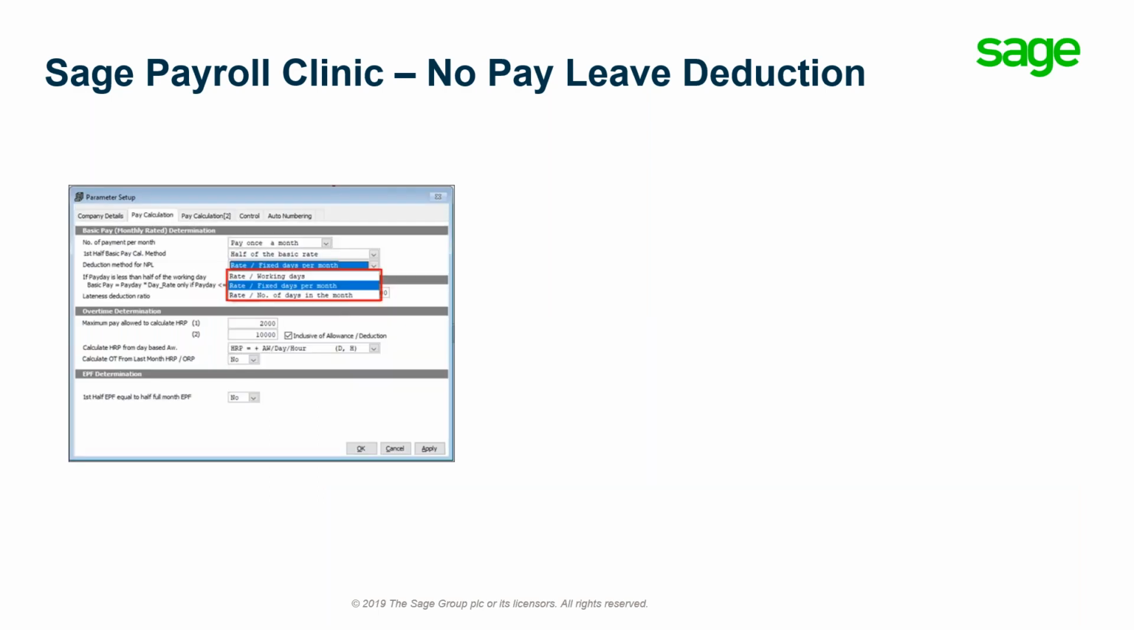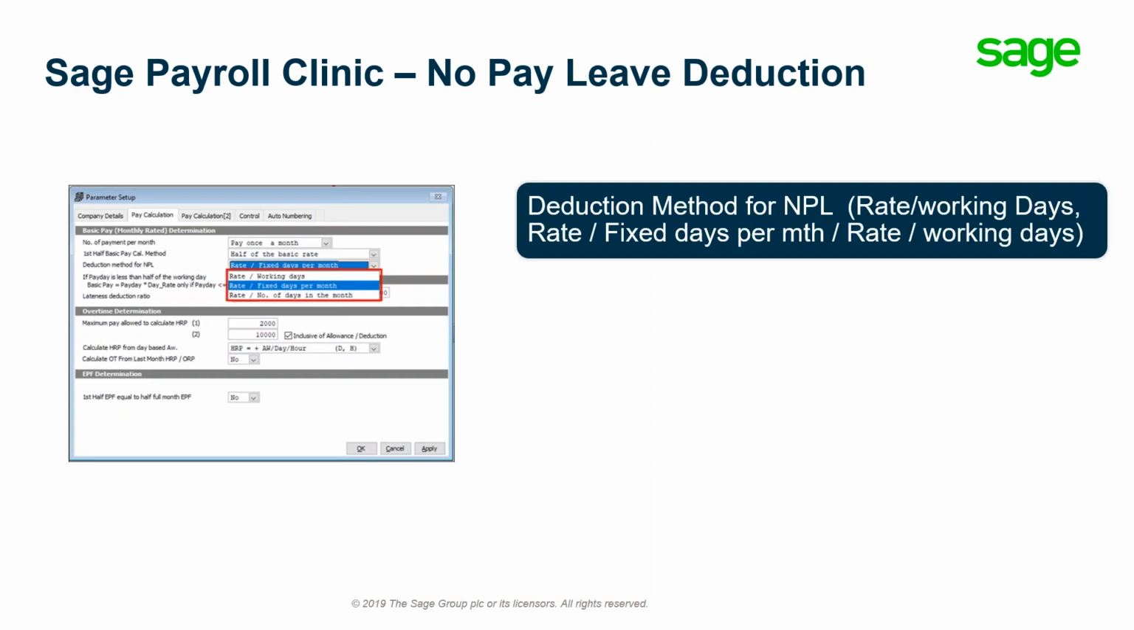Now in Sage Payroll, how can you do it the correct way? There is a parameter set up in Sage Payroll where you have an option called deduction method for NPL. If you drop down, there are 3 options: rate by working days, rate by fixed days, rate by number of days in a month.